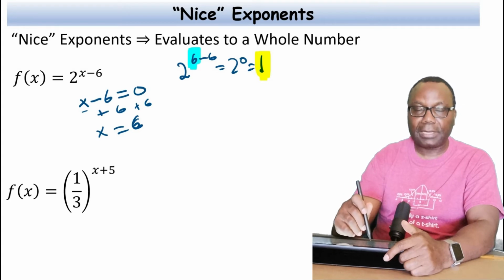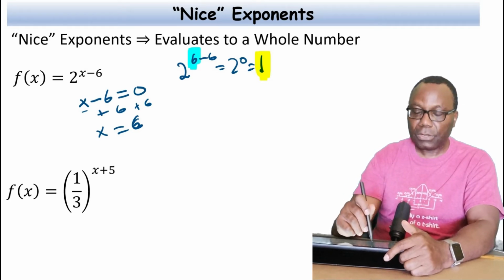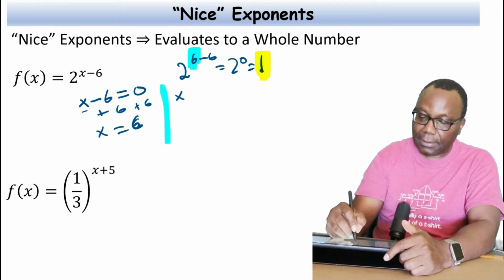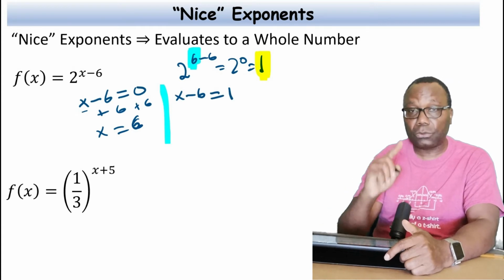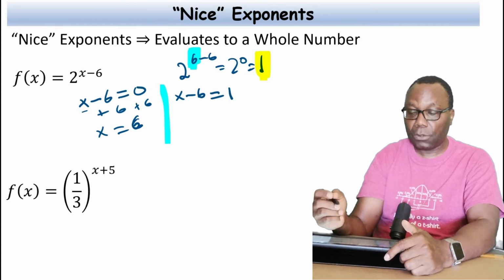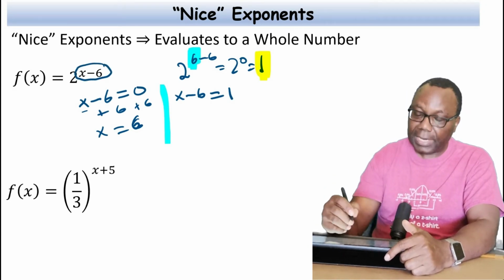I know that if I plug in something that will give me 2 to the power of 1, that will be good. So another thing I want is x minus 6 to be 1, because 2 to the power of 1 is 2, which is a whole number. So I want that stuff right there to be 1. So I can just add 6.